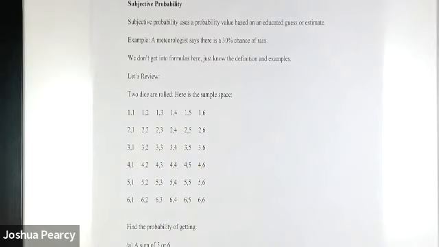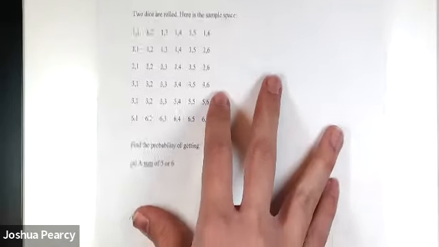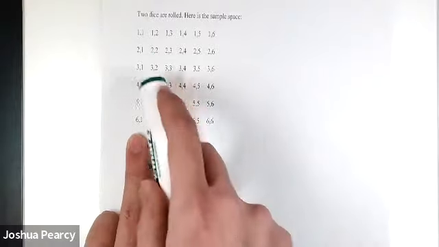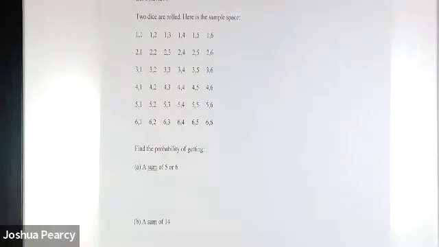So the first one we'll look at is this. So suppose you roll a die twice. Here is the sample space. So here you could roll a 1 to a 6 on the first roll, and then the second roll, you can roll a 1 through 6. So total, how many possible outcomes do you have? 6 times 6, or 36. So now it says find the probability of getting a sum of a 5 or a 6.